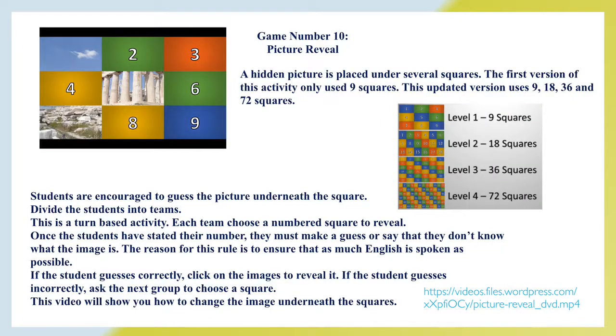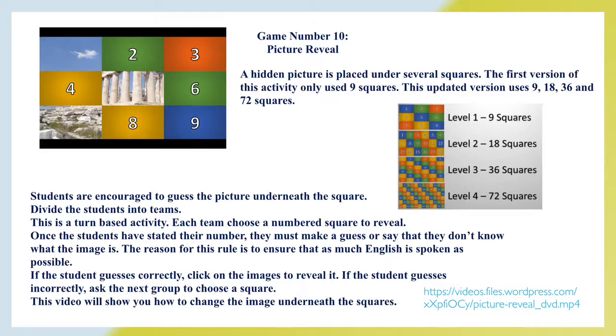And the last game, Picture Reveal. A hidden picture is placed under several squares. The first version of this activity only used 9 squares. This updated version uses 9, 18, 36, and 72 squares. For example, level 1, 9 squares, level 2, 18 squares, level 3, 36 squares, and the last level, 72 squares. Students are encouraged to guess the picture underneath a square.